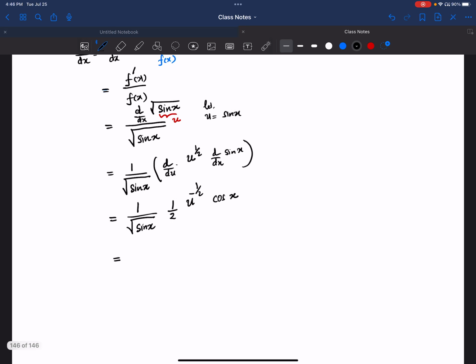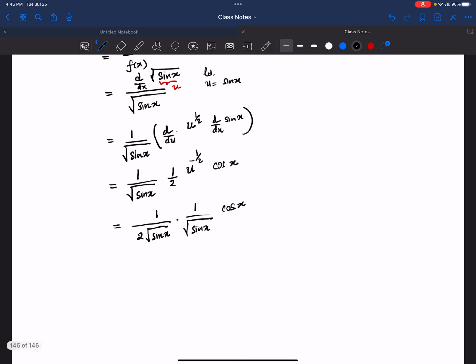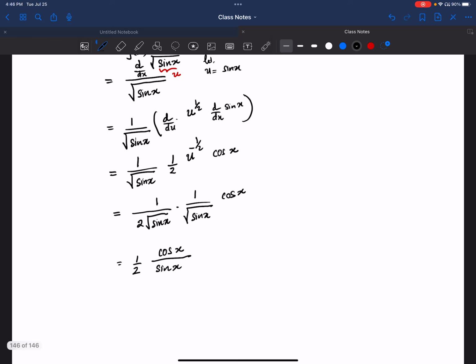So now u is sine x. This is 1 over square root of sine x. So you have 2 times 1 over square root of sine x times u to the power negative half is 1 over square root of sine x times cosine x. So square root of sine x times square root of sine x is sine x. So you have half sine x over cosine x. So cosine x over sine x is cotangent x. So you can write half cotangent x.